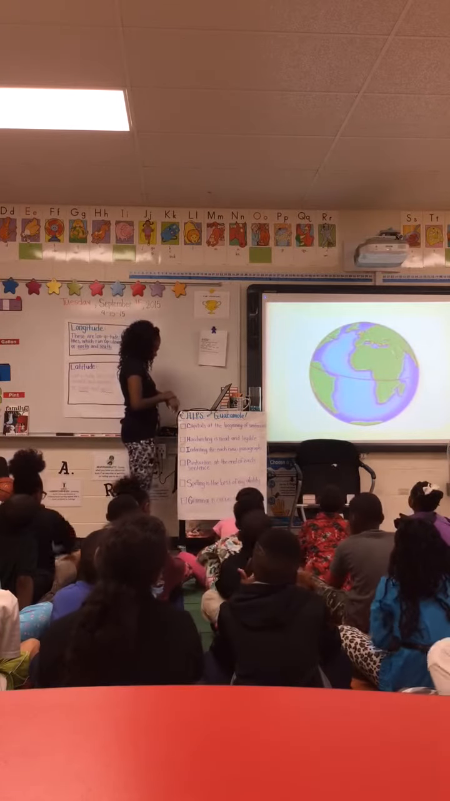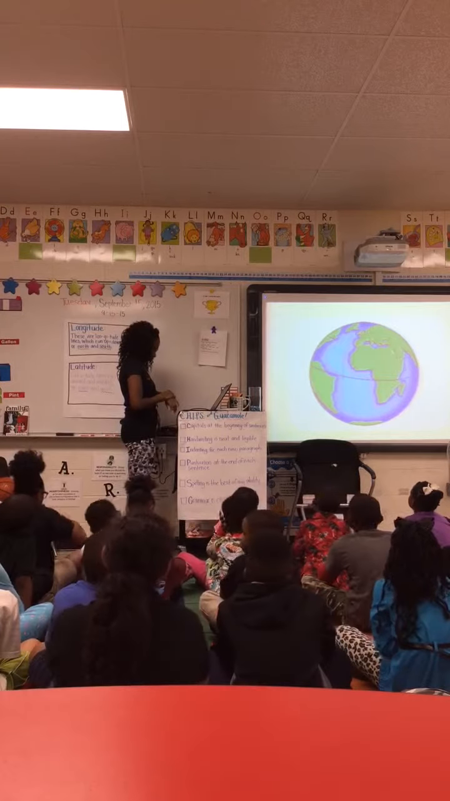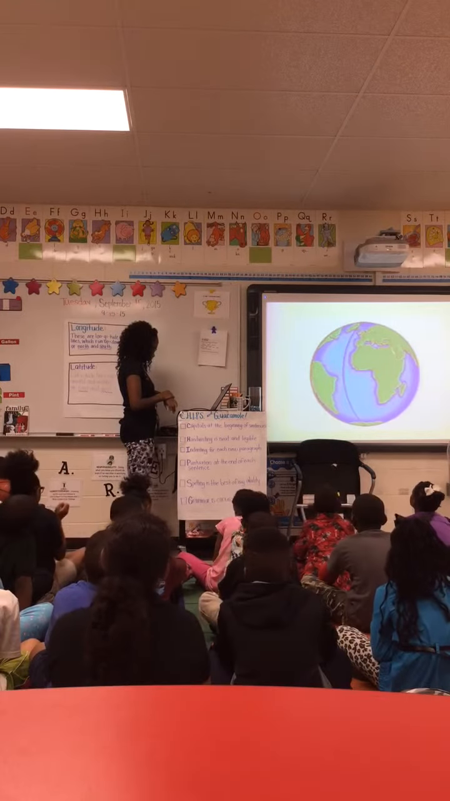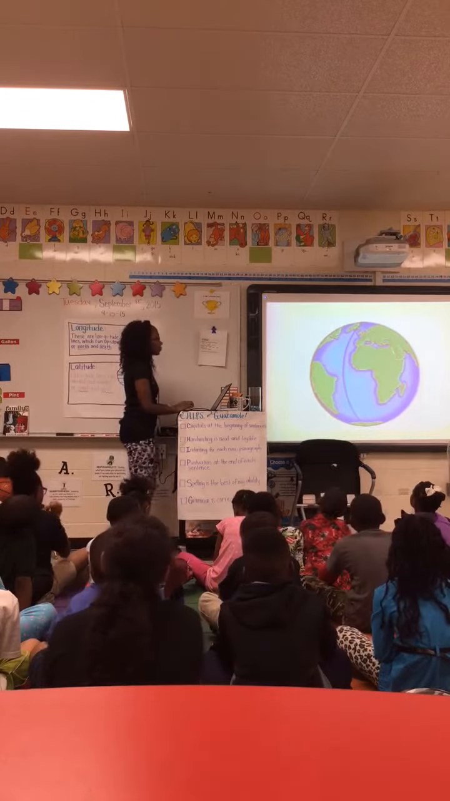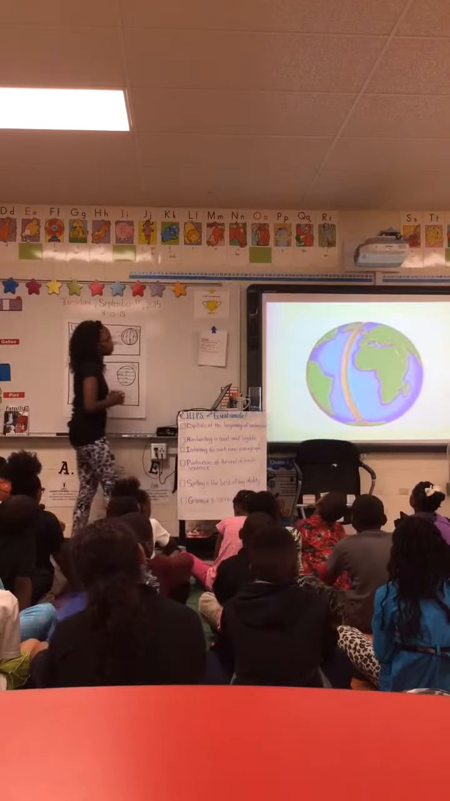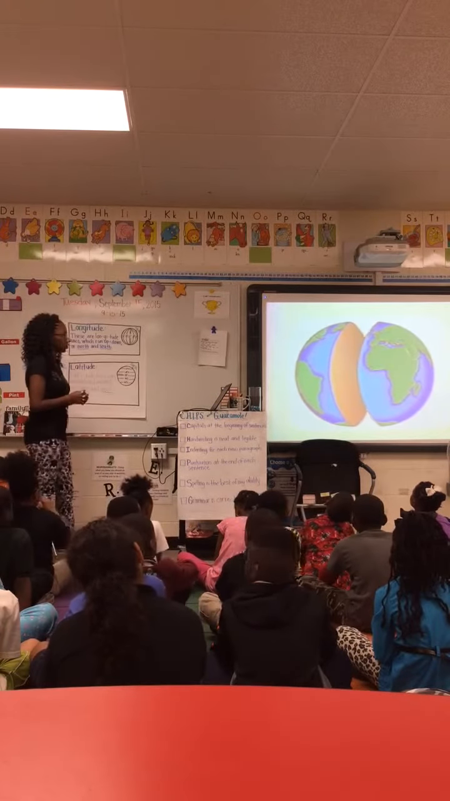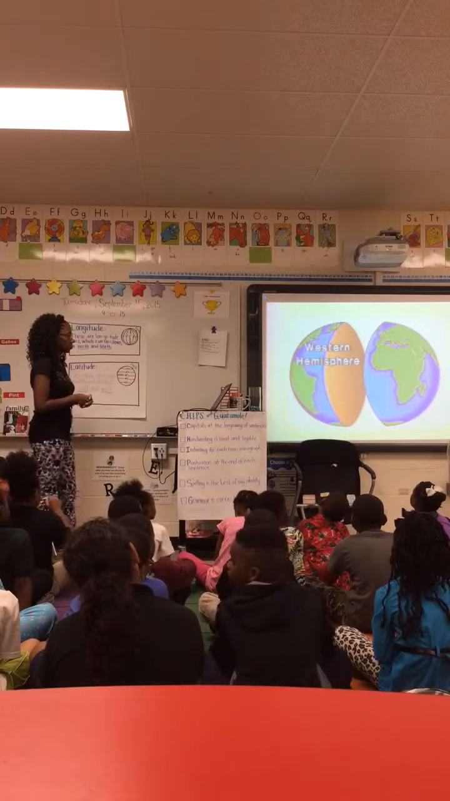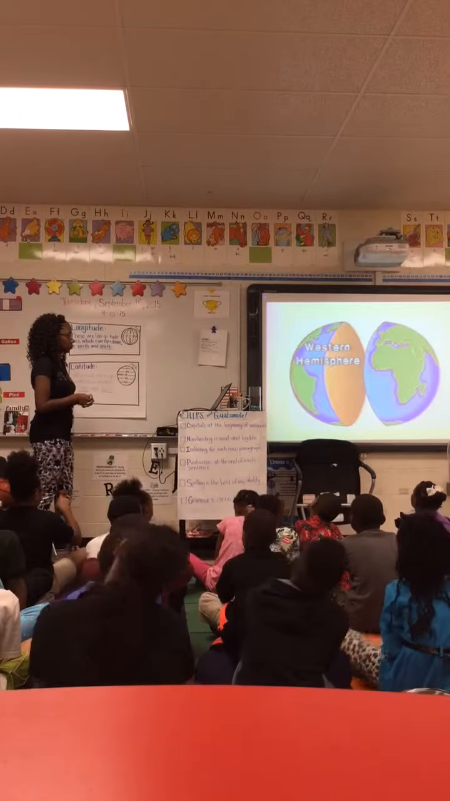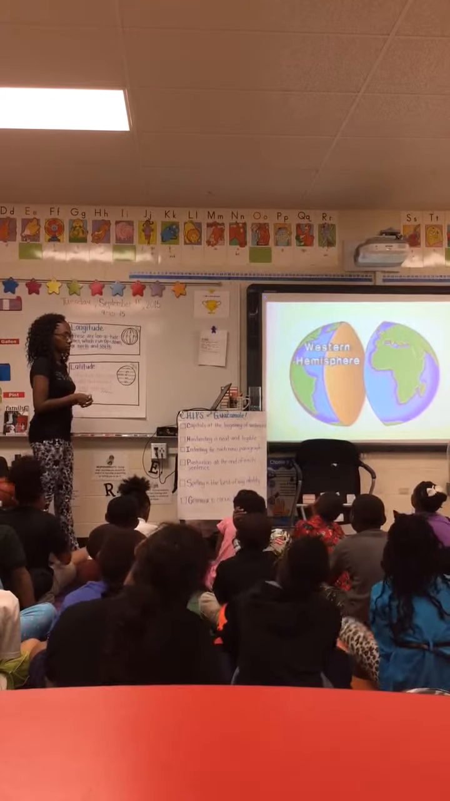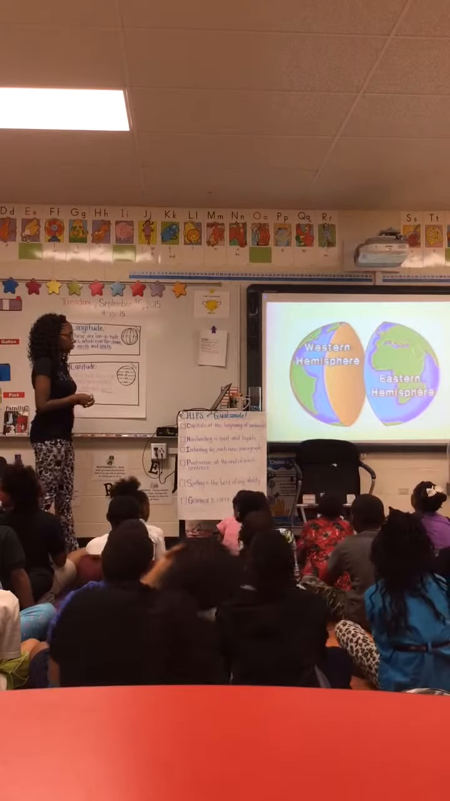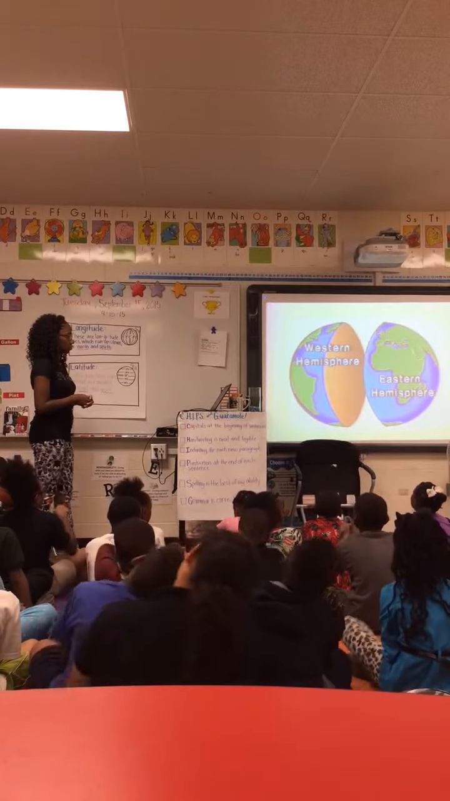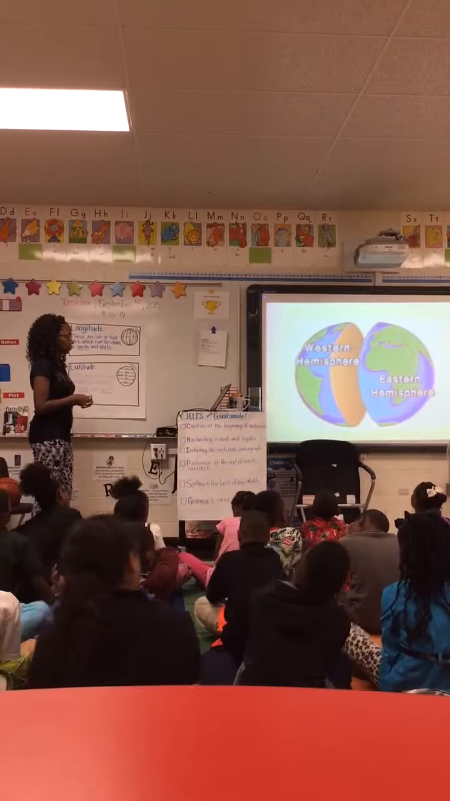The Earth can be divided into hemispheres in another way too, by a meridian or line of longitude that runs between the north and south poles. West of this meridian is called the western hemisphere, which includes North and South America. And east of the meridian is called the eastern hemisphere, which includes Europe, Africa, Asia, and Australia.